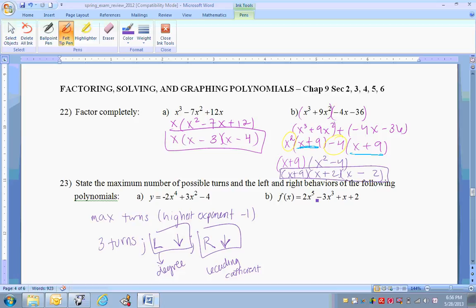Okay, now for this one, remember the maximum number of turns is 1 less than the highest exponent, so the maximum number of turns is 4. For the left side and the right side, remember we look first at the leading coefficient, and the leading coefficient is positive. So the right side's going to go up, and the degree is odd because it's 5. If the degree is odd, remember odd for opposite. That means it's going to have the opposite behavior of the right side, so left is going to go down.